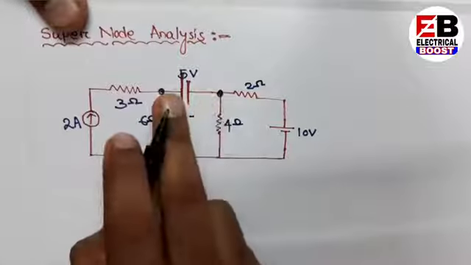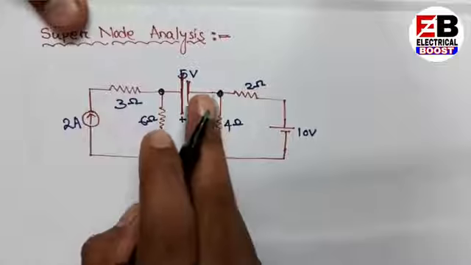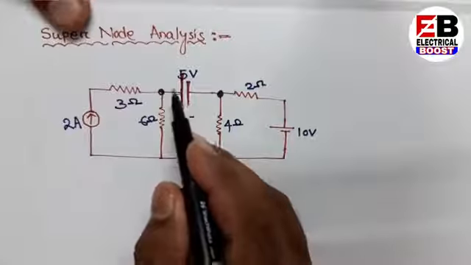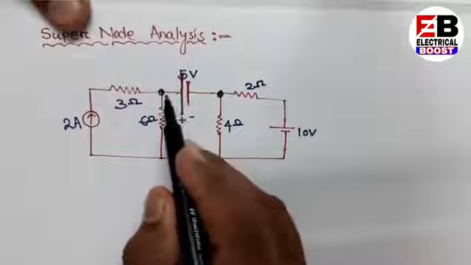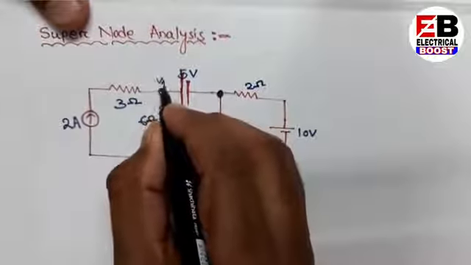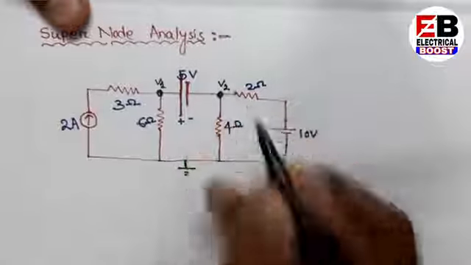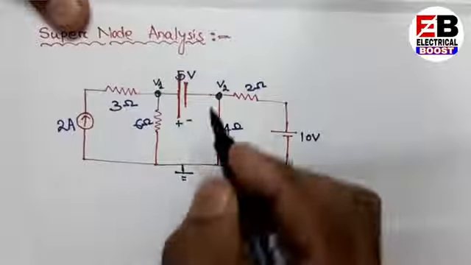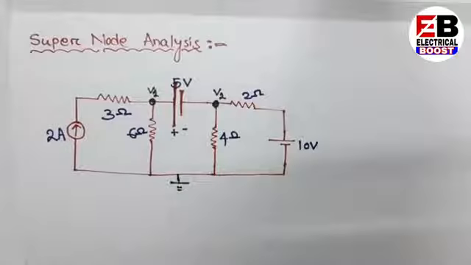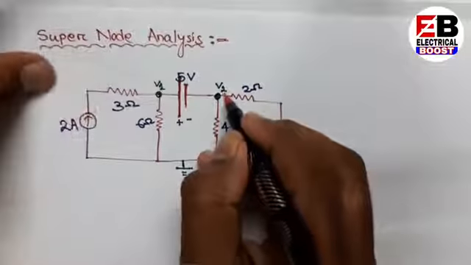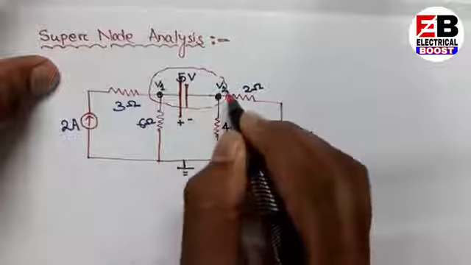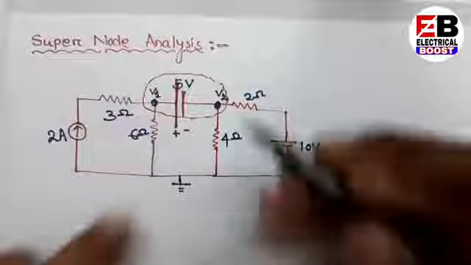So we cannot directly apply nodal analysis because we do not know how much current is flowing through from node 1 to node 2. This is node 1 and this is node 2. So we consider these two nodes as a supernode.